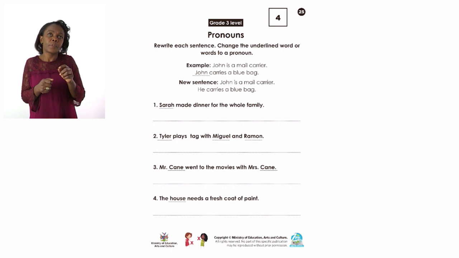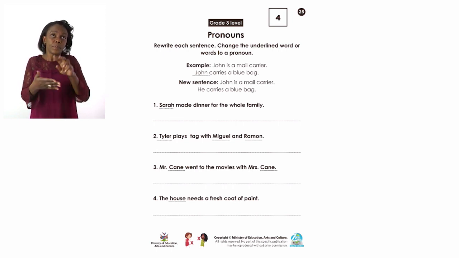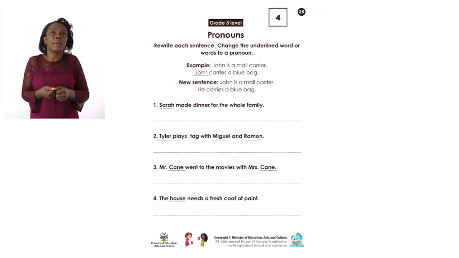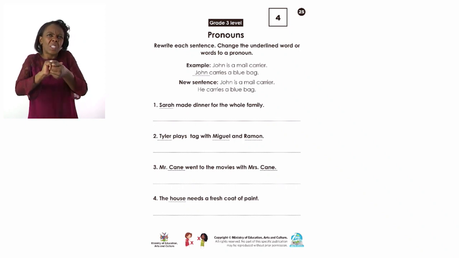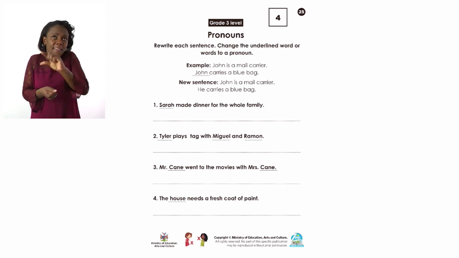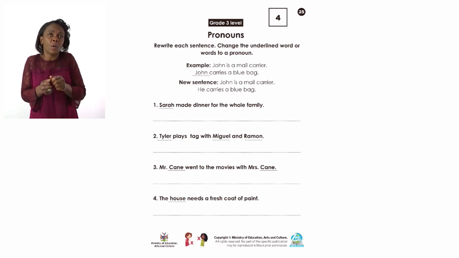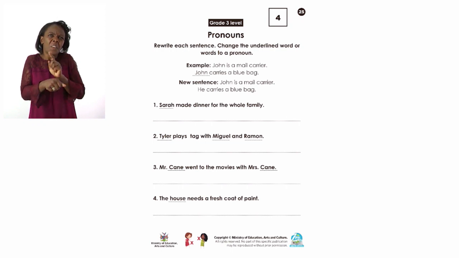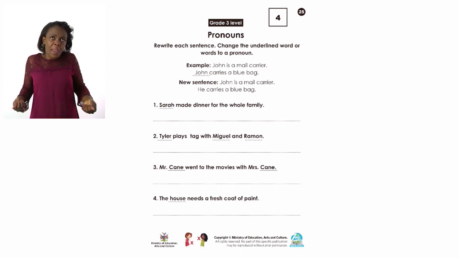The example there, which is given to us, reads, "John is a male carrier. John carries a blue bag." What are we supposed to do here? It says here we have to rewrite each sentence, and we have to change the underlined word or words to a pronoun. So this is a bit challenging. We first have to know whom we are talking about. Is it a girl or a boy? And how many people are we talking about? Are we together? For us to identify which pronoun to use.